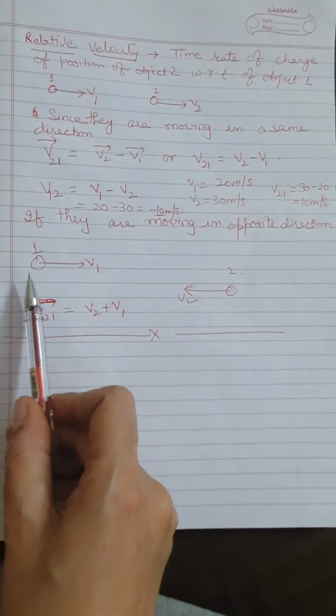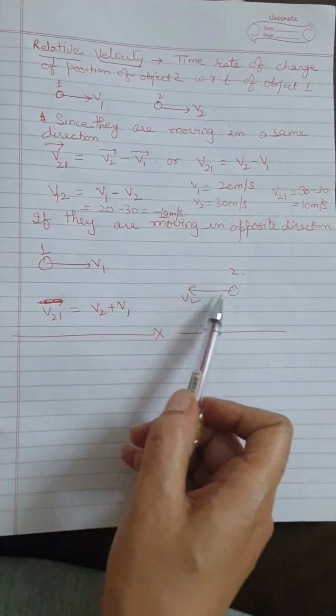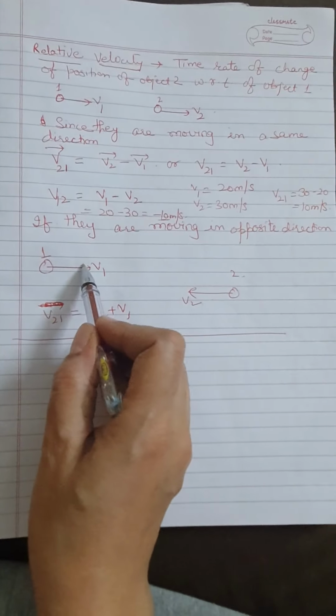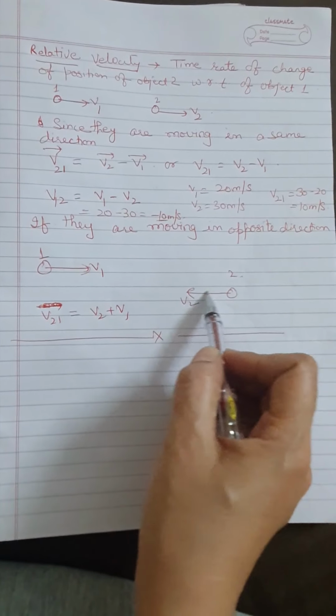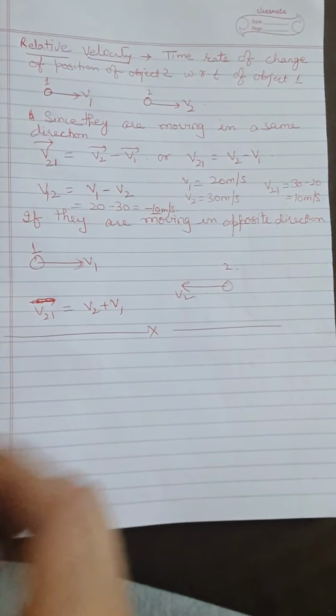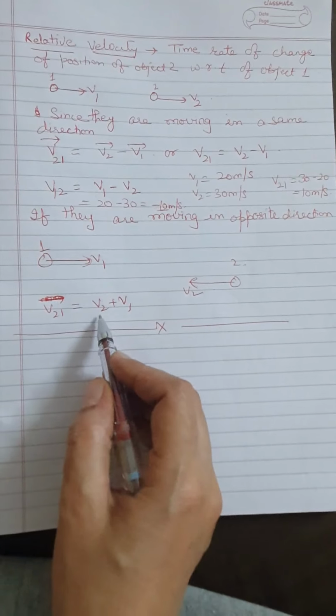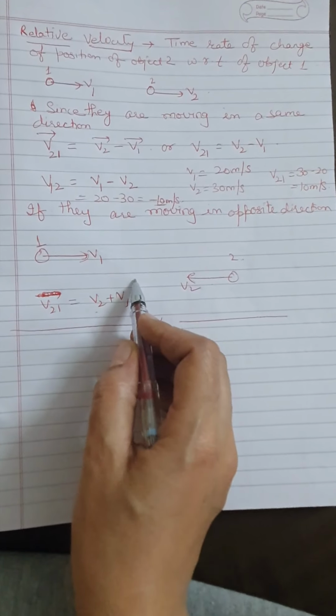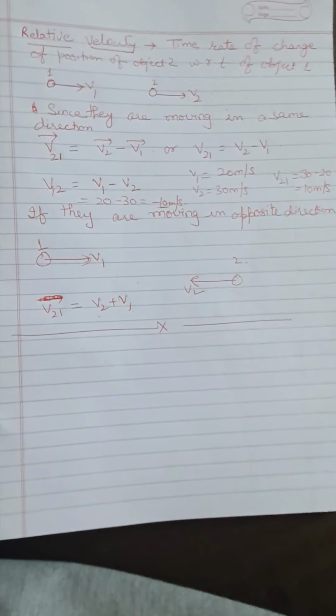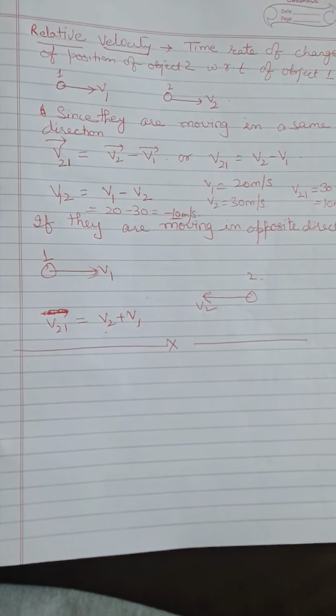Now next is, if the two objects are moving in opposite directions, means one is moving towards right, second is moving towards left, then v21 is equal to v2 plus v1, because they meet fast at one point. Clear?